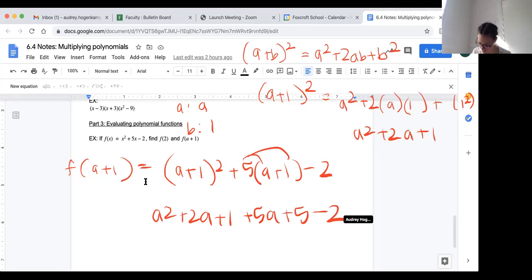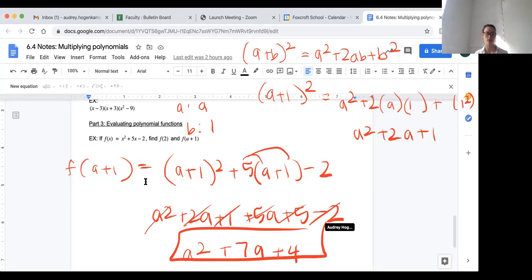And now combine like terms. A squared doesn't have any like terms. We have 2a plus 5a is going to give us plus 7a. And then we have 5 plus 1, which is 6, minus 2 is 4. So we get a squared plus 7a plus 4. So that's kind of just a different twist on evaluating polynomials, but still pretty straightforward.